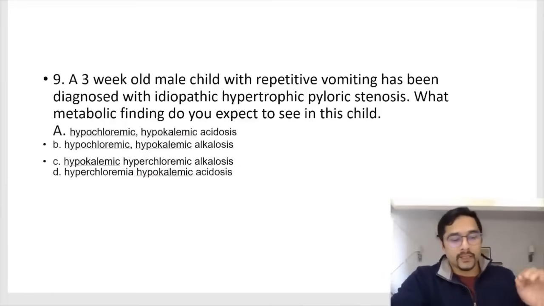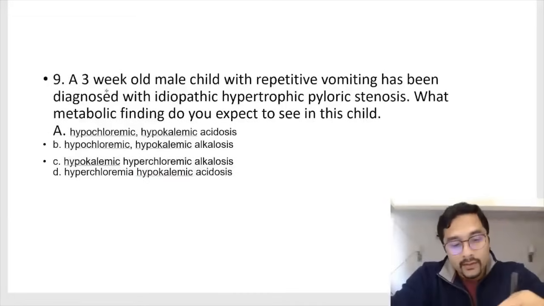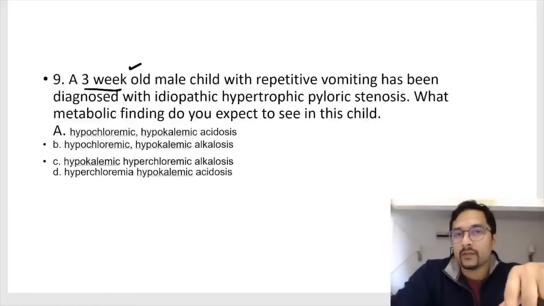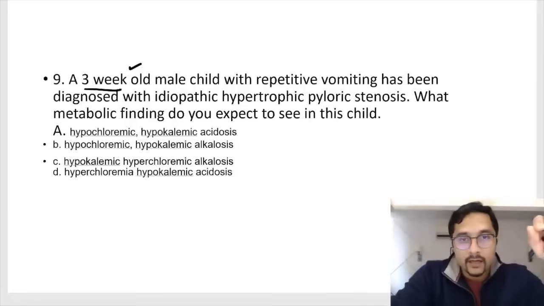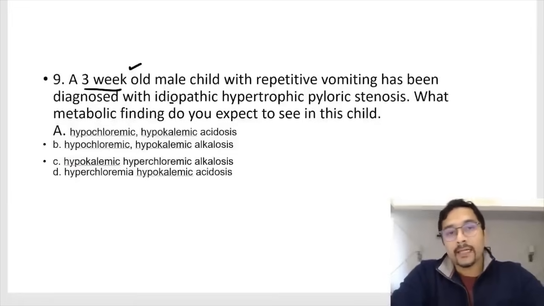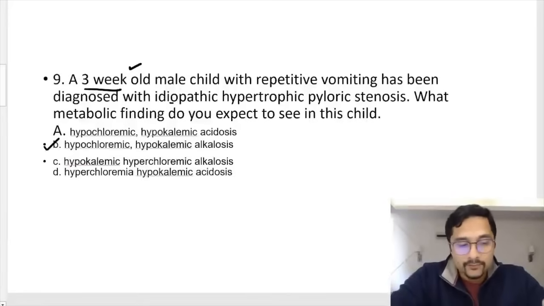A constant question which is definitely asked in the exam is infantile hypertrophic pyloric stenosis. So, we have a 3-week male child. All these are very important, it usually manifests around the 3rd week. Male children are more frequently affected, firstborn male child. The child has been diagnosed with idiopathic hypertrophic pyloric stenosis. They've asked the metabolic abnormality. This has been asked many times. It is hypochloremic, hypokalemic, metabolic alkalosis.